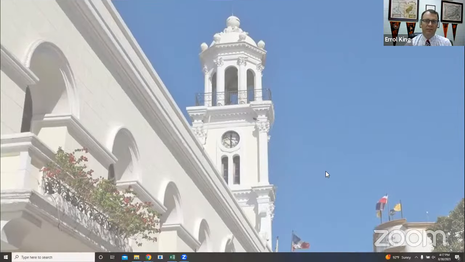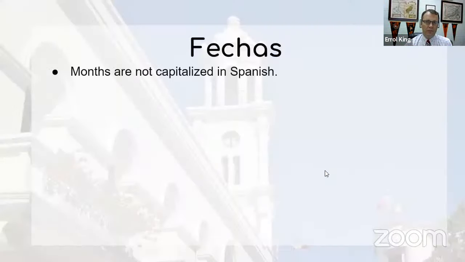Today we're going to look at how to express dates in Spanish. And to begin, we're going to look at the actual months of the year. So first off, the first thing we need to consider is that months of the year in Spanish are lowercase, unlike English. Here they are.